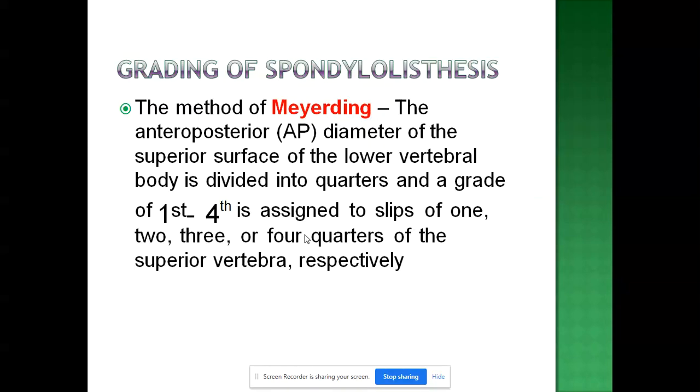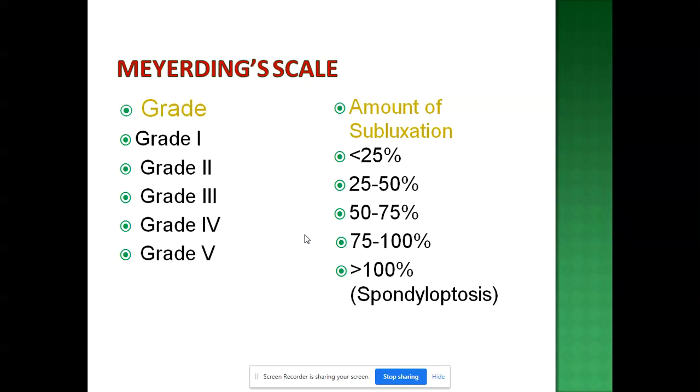Next, grading. Spondylolisthesis can be graded according to how much the vertebral body has moved anteriorly or posteriorly. In the method of Meyerding, the antero-posterior diameter of the superior surface of the lower vertebral body is divided into quarters, and a grade of first to fourth is assigned to slips of 1, 2, 3 and 4 quarters of the superior vertebra respectively. So let us see how they are grading.